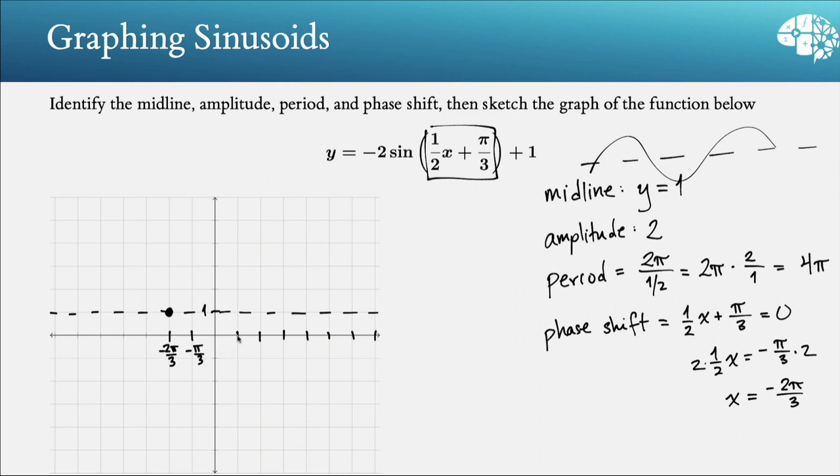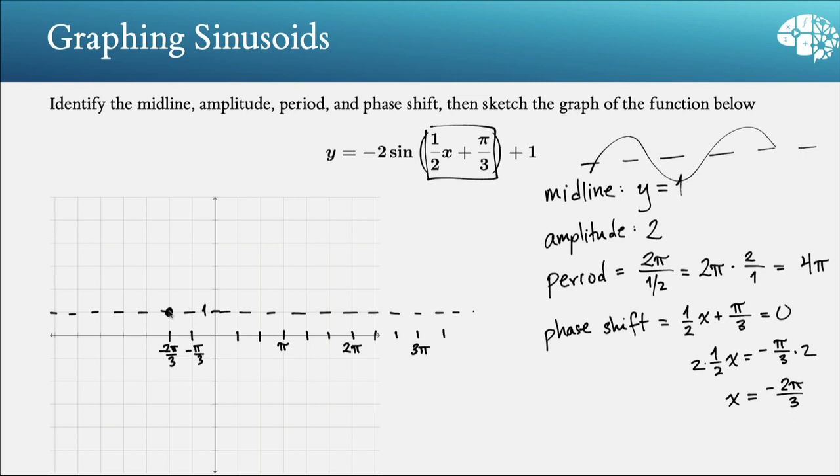So let's see. Each tick is pi over 3. So pi over 3, 2 pi over 3, 3 pi over 3 is pi. 4, 5, 6 pi over 3 is 2 pi. Okay. 7, 8, 9 pi over 3 is 3 pi. And we'll go one more. Now let me point out why I'm doing that.